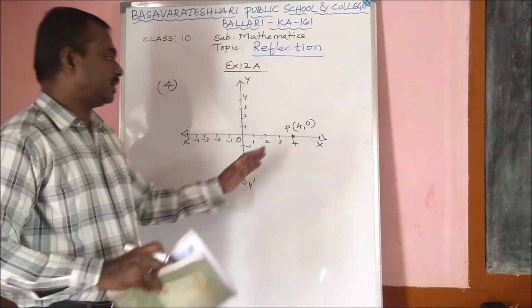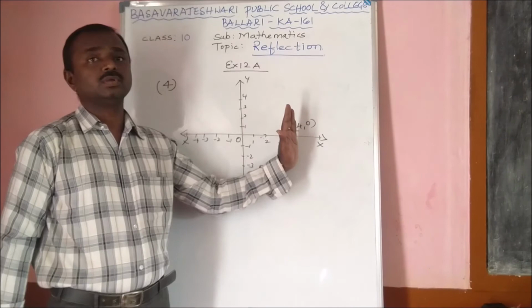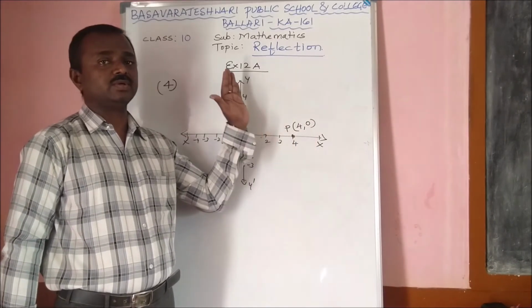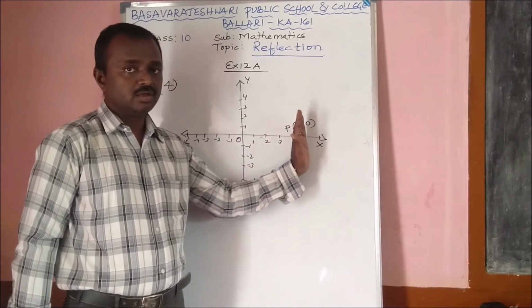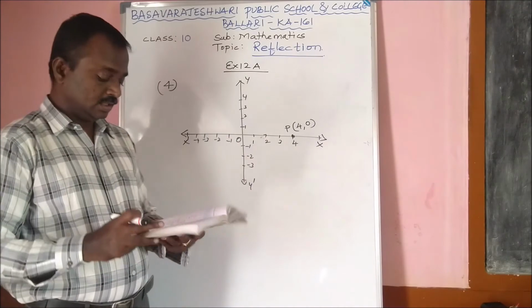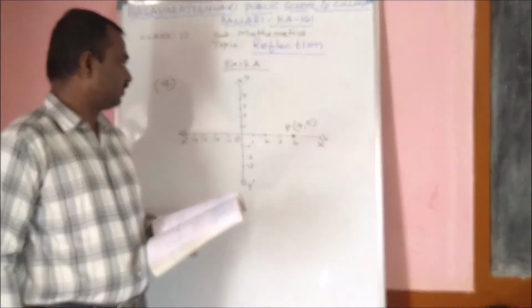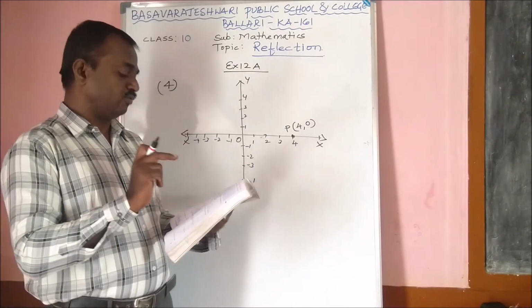Correct? The point lies on the x-axis, they are saying, at a distance of 4 units from the y-axis. So the y-coordinate will be 0 and the x-coordinate will be 4. Correct? Because it lies on the x-axis. So the fourth question answer is P(4, 0).